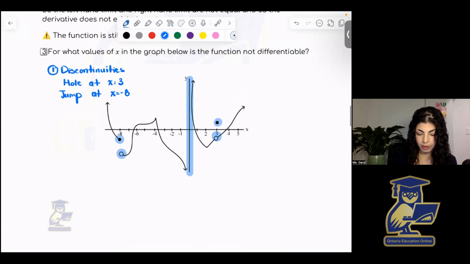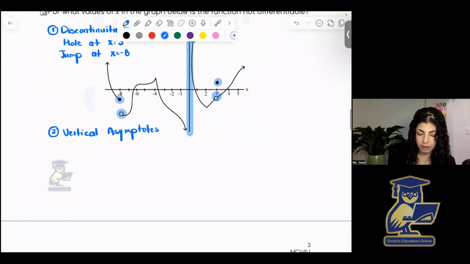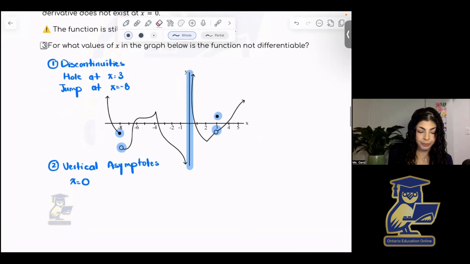Next is the vertical asymptote. And actually this one would be a discontinuity as well, but soon when working with derivatives, asymptotes have their own important role, so I'm going to start distinguishing them. So it's going to be its own category here. And this happens at x is 0. And so here we can also see it's not differentiable.